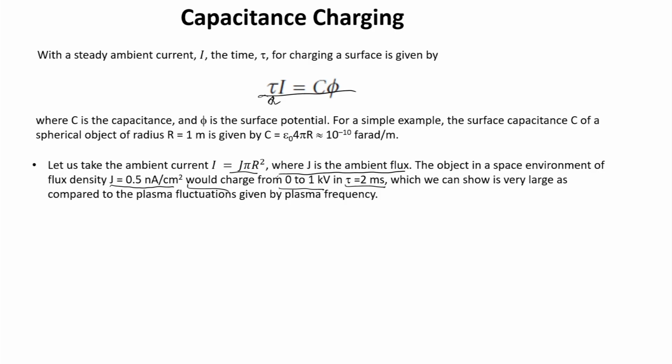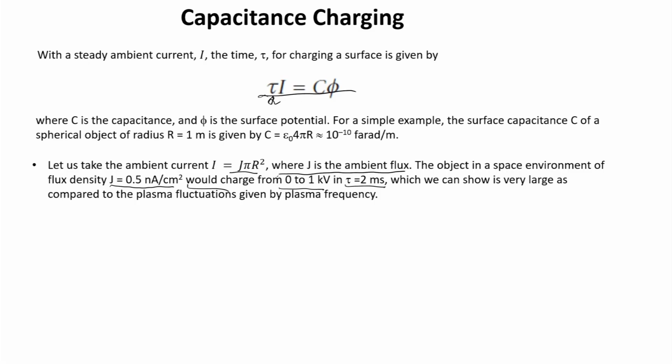You can calculate what C is, and then substitute r equal to 1 meter using this expression, and you can show that tau is 2 millisecond. This is very large compared to the plasma fluctuation given by the plasma frequency. You can calculate the plasma frequency when you know the plasma density and the charge. Using that formula for plasma frequency, you can calculate the plasma period, and then you will see that this is much larger compared to the plasma time scale.